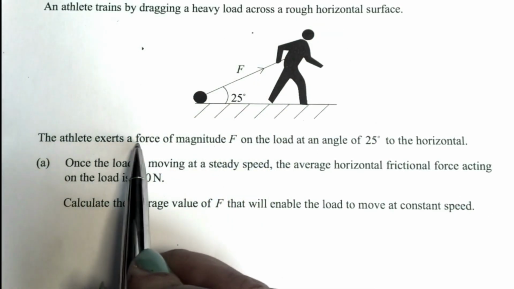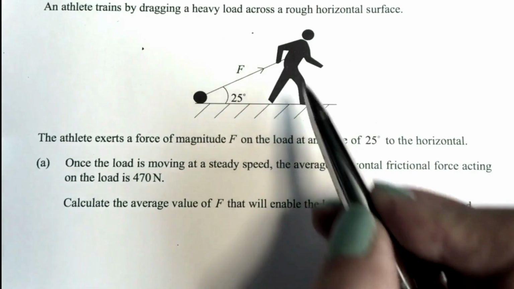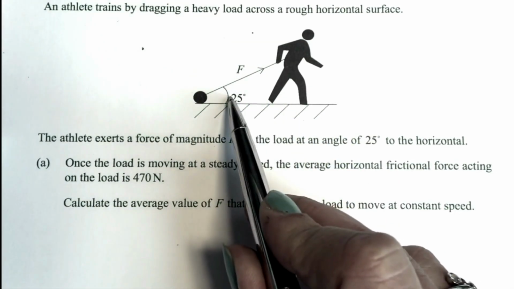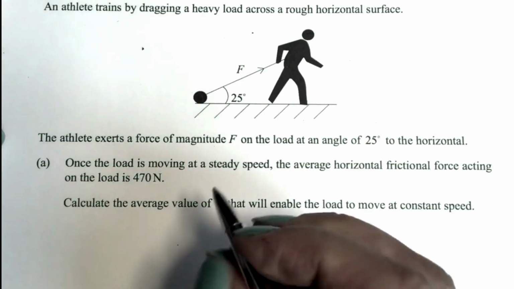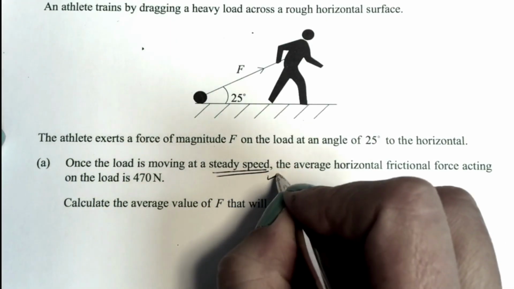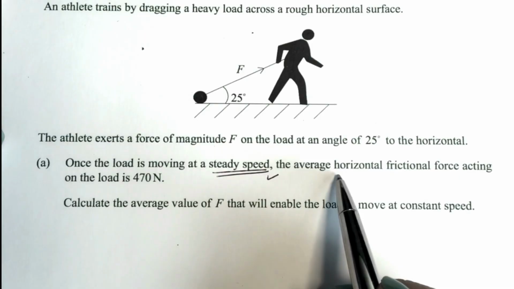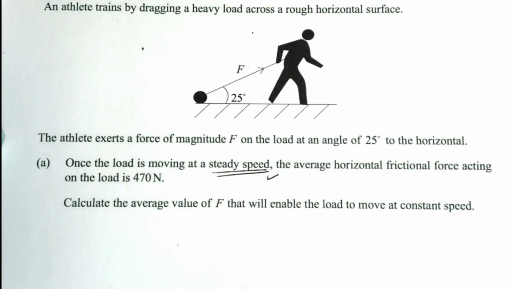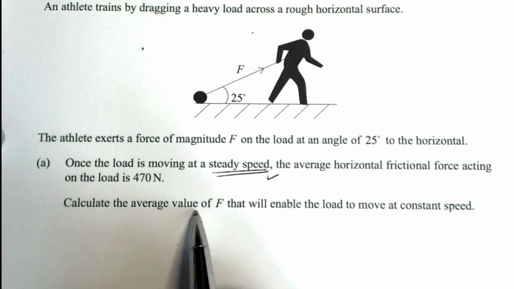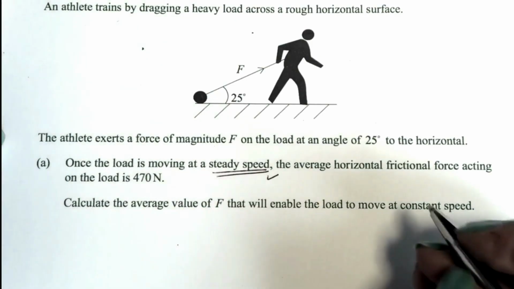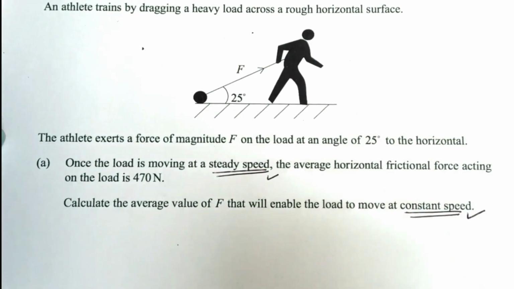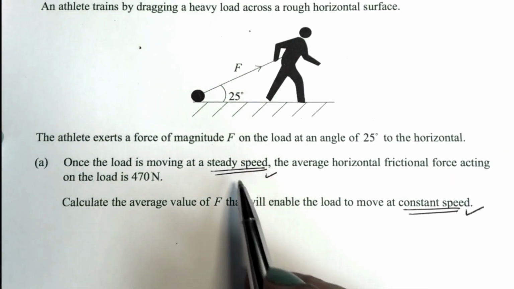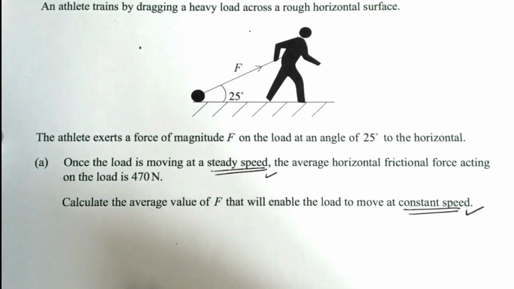The athlete exerts a force of magnitude F on the load, that's our load there, at an angle of 25 degrees to the horizontal. Once the load is moving at a steady speed, the average horizontal frictional force acting on the load is 470 newtons. Calculate the average value of F that will enable the load to move at a constant speed. Rule number 1 has been applied, we know that we're dealing with Newton's first law.